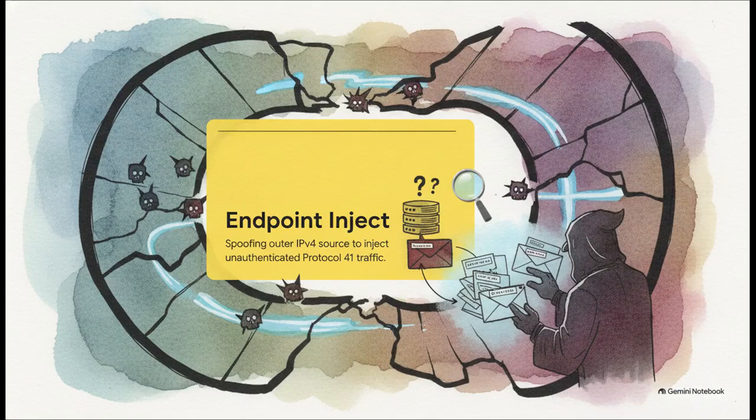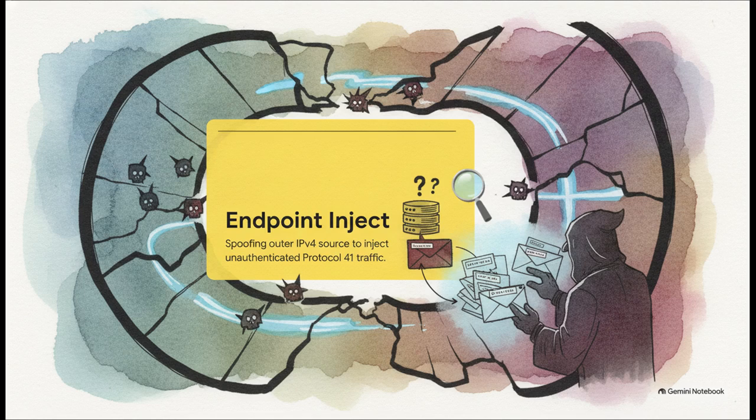And this blind spot opens the door wide to endpoint injection. Since there's no built-in authentication, anyone on the internet who can spoof the outer IPv4 source address can inject malicious traffic directly into your tunnel. Imagine an attacker out there crafts a packet. They spoof the outer IPv4 IP to perfectly match your trusted branch office router. Inside, they pack a weaponized IPv6 payload aiming right at your core data center and fire it at your headquarters.